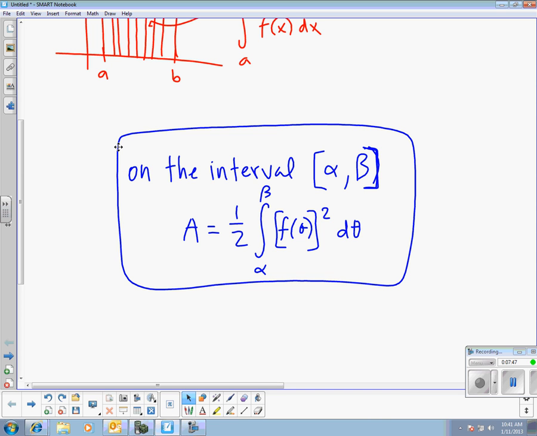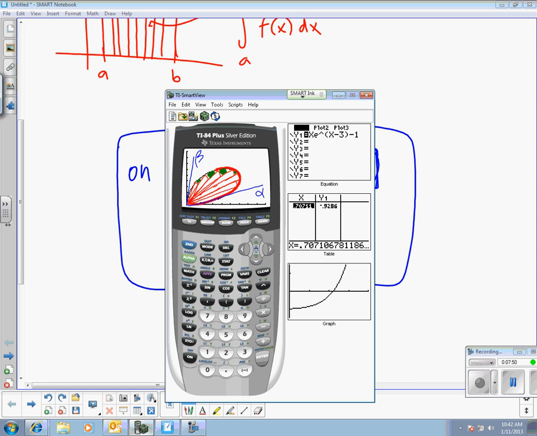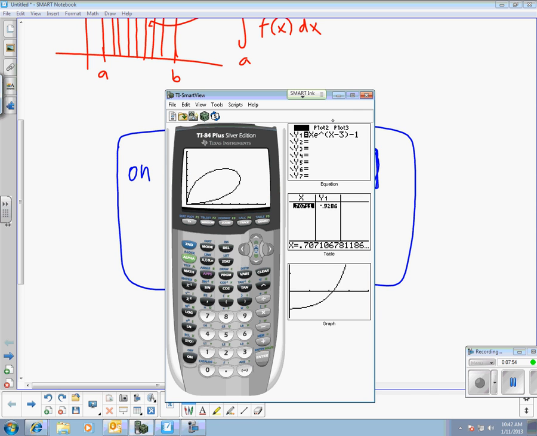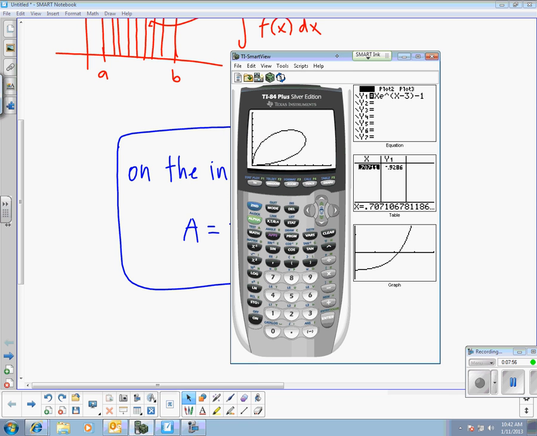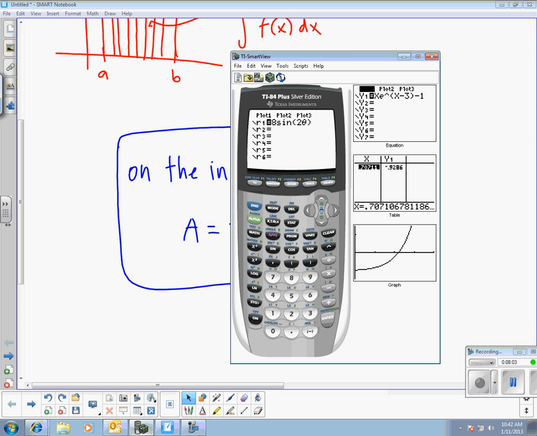Actually, let's find the area of this right here. Let me get rid of that ink, get it out of the way. So remember, my polar equation was 8 sine of 2 theta. And also remember, sometimes the trickiest part is finding the alpha and beta, because the question will say, find the area of one of the petals.